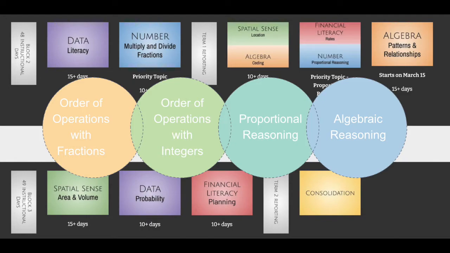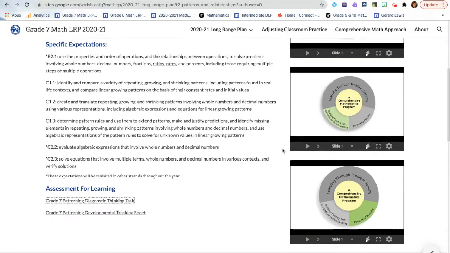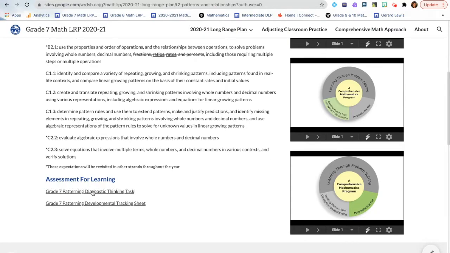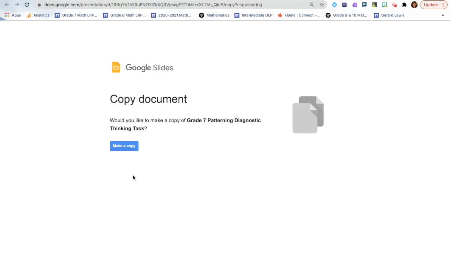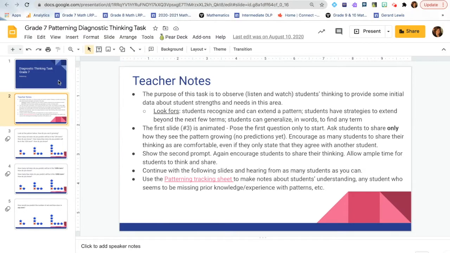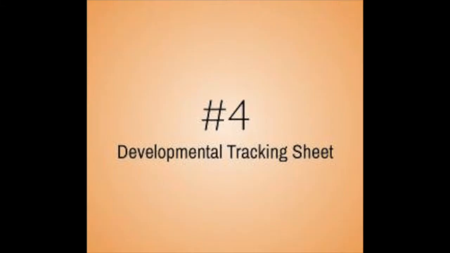Because patterning is one of our 4 non-negotiables in intermediate math, we have created a diagnostic thinking task to help you determine where your students' level of understanding is. When you click on the link, you will be asked to make your own copy.